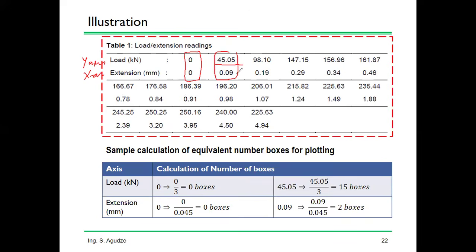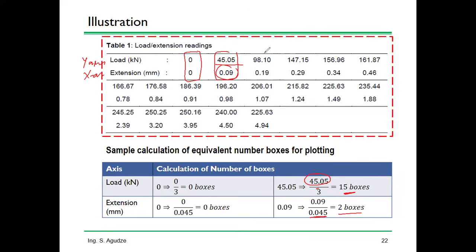You remember the value of each small box is 3? So I'll take the load divided by 3, okay? So this answer I get now is what? Boxes. And then I'll take the corresponding extension and divide by the value of each small box. I'll now get 2 boxes, okay?